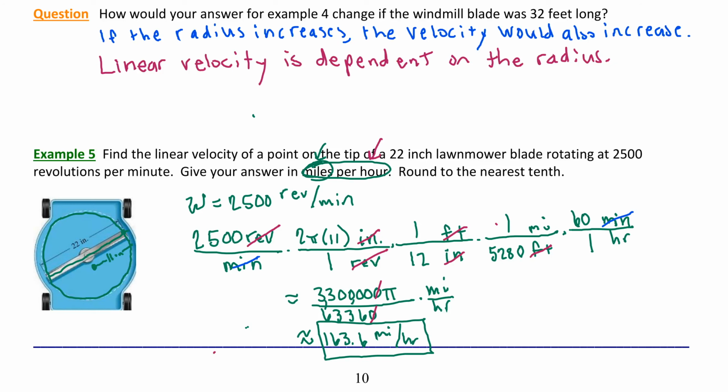Going to leave you with this thought. This is most important to obtain from this section. Linear velocity is dependent on the radius, while angular velocity is not.